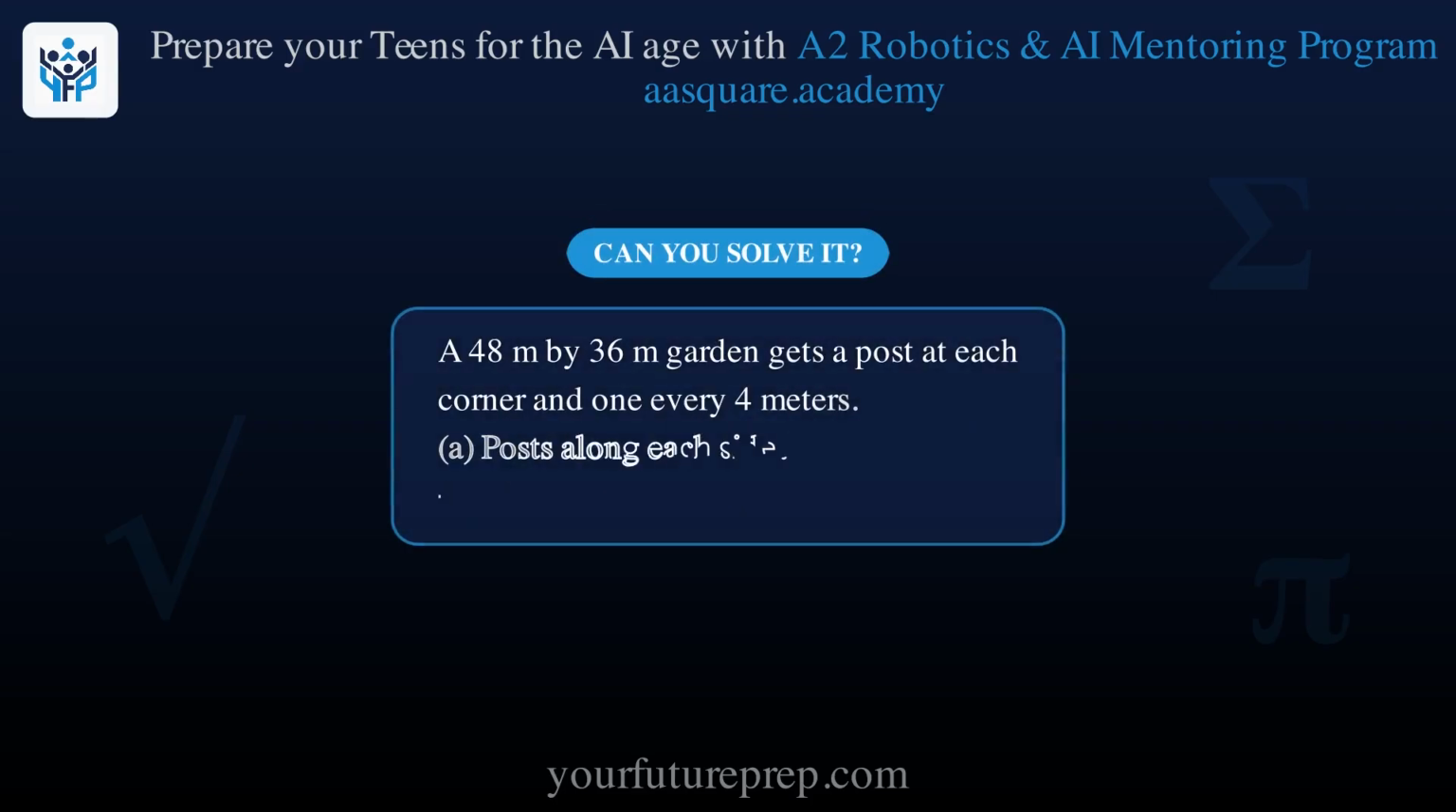Problem 2. Amara owns a rectangular community garden that is 48 meters long and 36 meters wide. She places a fence post at each corner and one every 4 meters. Part A. How many fence posts are there along each side? Part B. How many fence posts does she need in all to enclose the garden?